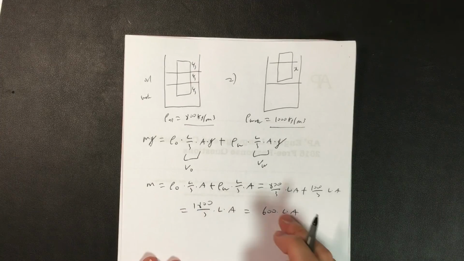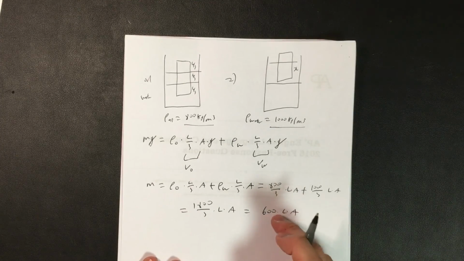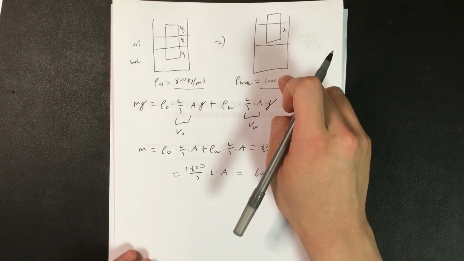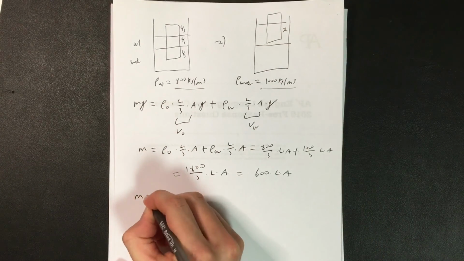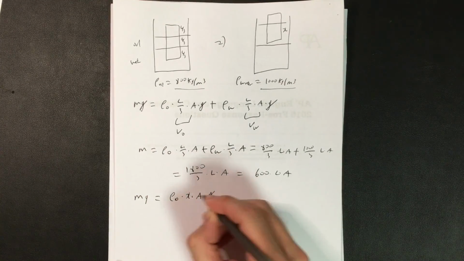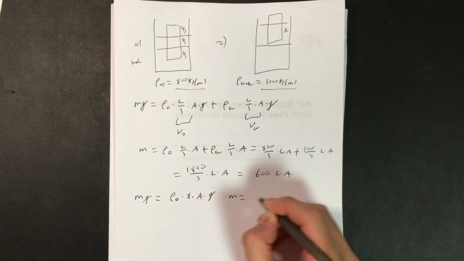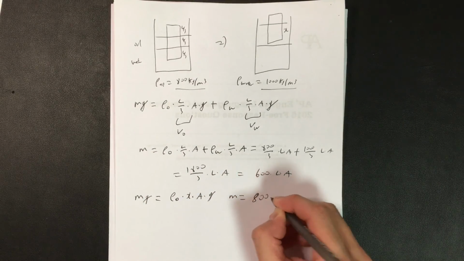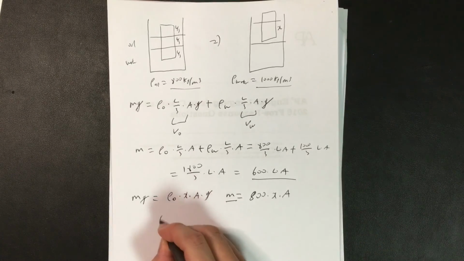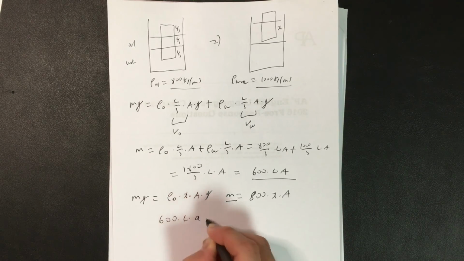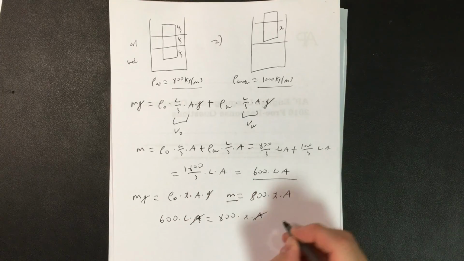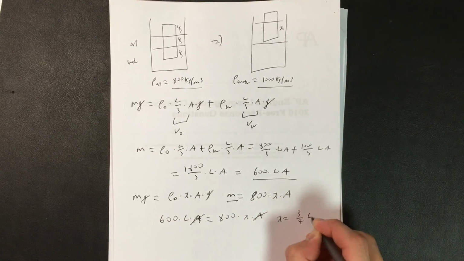Now, for the sake of simplicity, I've left out the units, in which there should be an additional unit for density. Using Archimedes' principle for the second situation, mg should equal rho oil times x times A times g. Again, canceling out the g, m equals 800 times x times A. But since m equals 600 L times A, 600 times L times A equals 800 times x times A, in which, solving for x, x equals 3/4 of L.